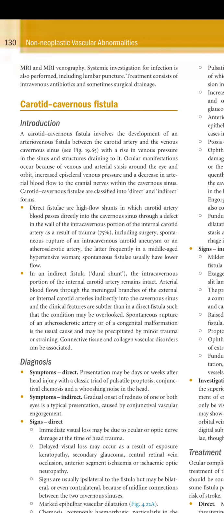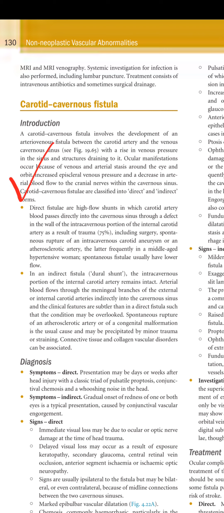Introduction. A carotid cavernous fistula involves the development of an arteriovenous fistula between the carotid artery and the venous cavernous sinus, with a rise in the venous pressure in the sinus and structures draining to it. Ocular manifestations occur because of venous and arterial stasis around the eyes and orbit, increased episcleral venous pressure, and a decrease in arterial blood flow to the cranial nerves within the cavernous sinus. Carotid cavernous fistulas are classified into direct and indirect forms.